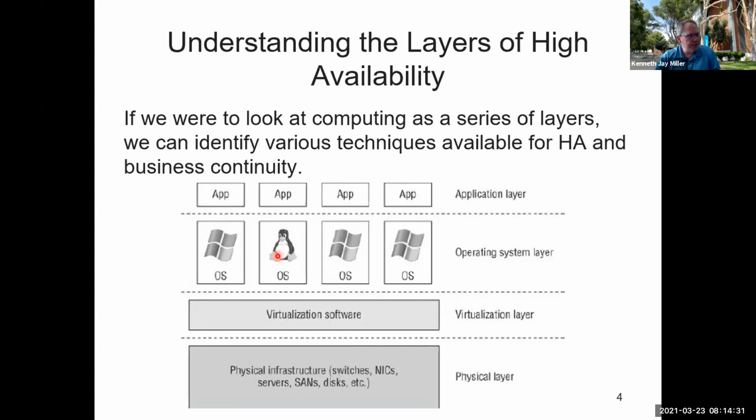Okay. So normally at the application layer, we're talking about application-based clustering or synchronicity among different appliances that are running applications. At the operating system layer, we're almost always talking about some sort of clustering, and that's there.